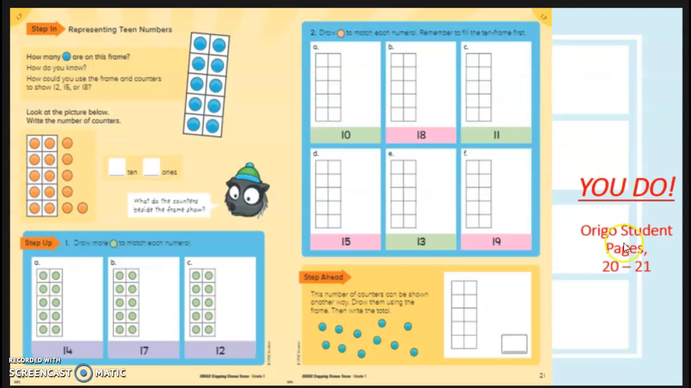Alright class, so work I want you to do on your own. I want you to go open up your Oracle student pages and do pages 20, 21. Take a picture of it and upload it to our class for our teacher to see later on.